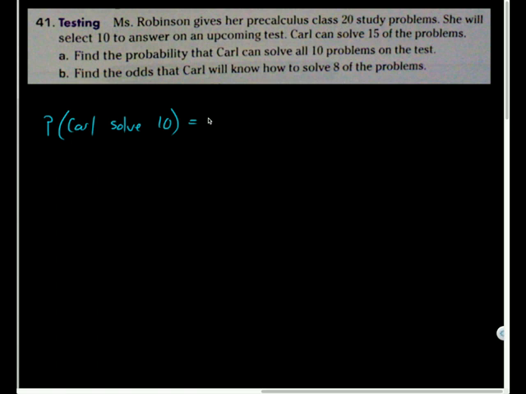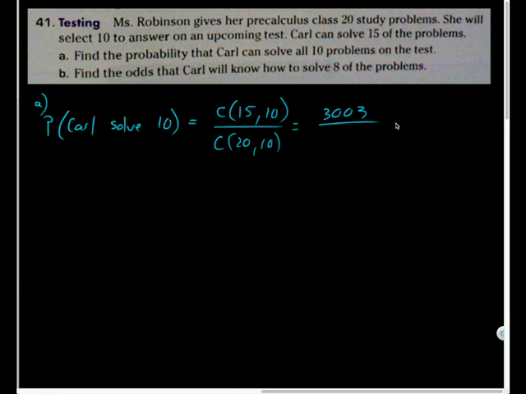So let's see, so probability Carl can solve 10. How many ways can he solve 10 out of the ones he knows? Well, let's see. He knows how to solve 15. So as long as we choose 10 from the 15 he knows, that would be the number of successful ways this event could occur. Over, how many ways can I just choose 10 problems in general? Well, there's 20 problems to choose from, and I would have 10 to pick, right? So here's part A, I suppose I should signify. So 15 combo 10 is 3003.